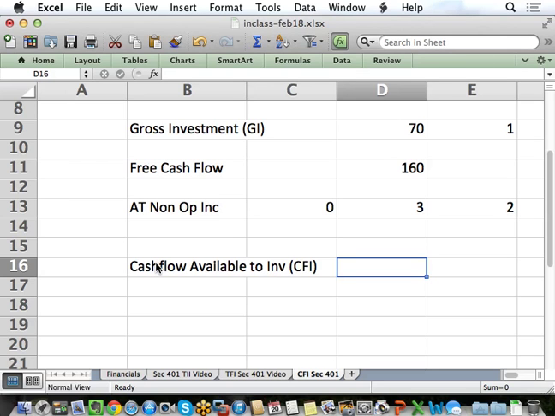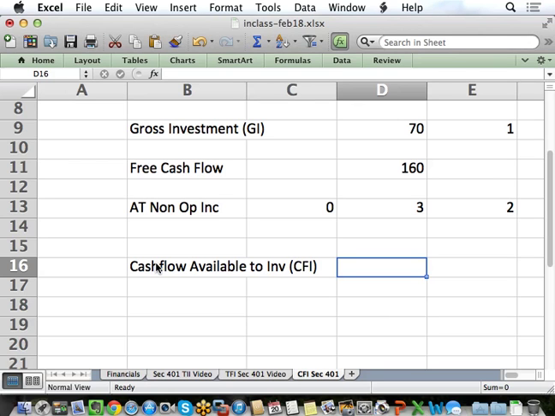So let's just think about this for a second. If I generate 160 of free cash flow, does that add to the cash that I can pay to my investors, or does that take away from the cash that I can pay to my investors? It would add to that. If I generated $3 million of non-operating profits, would that add to the cash that I can pay to my investors or take away from that? Add.